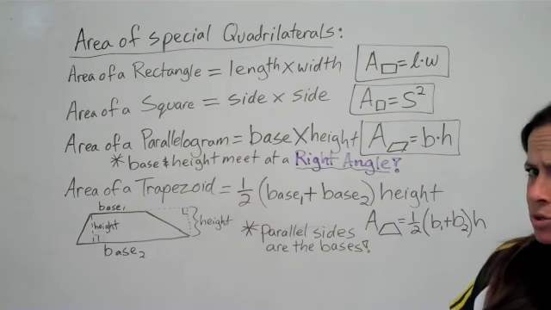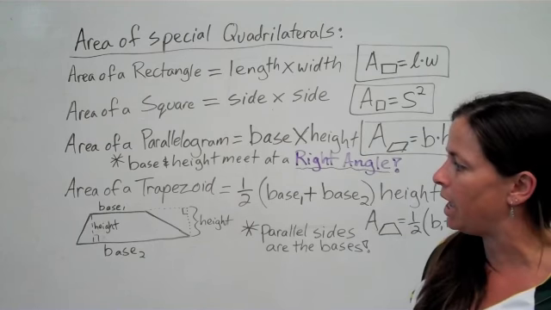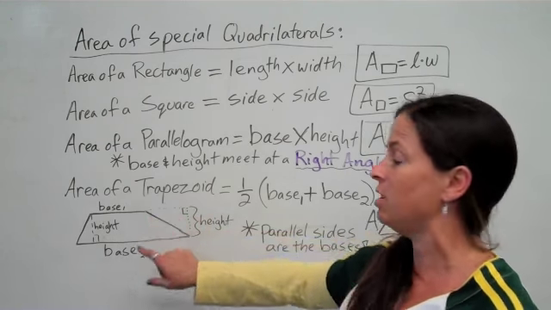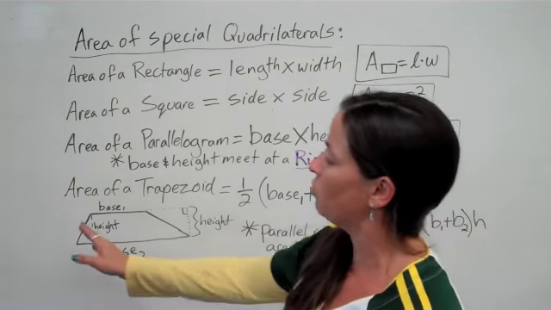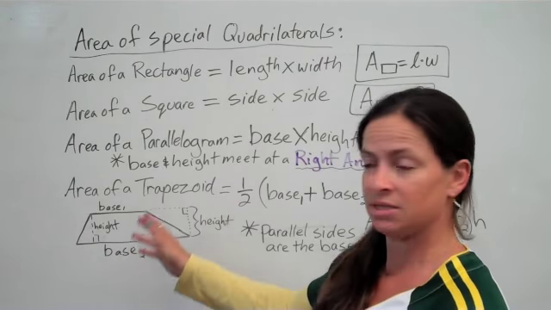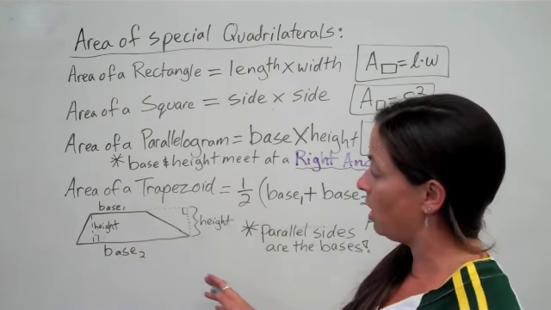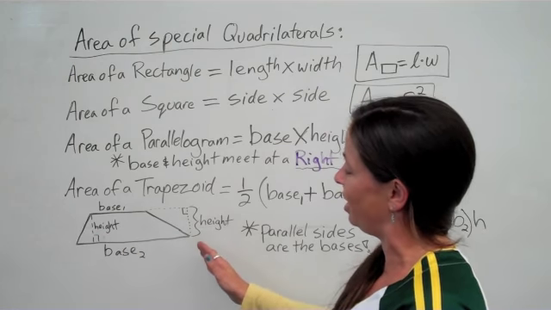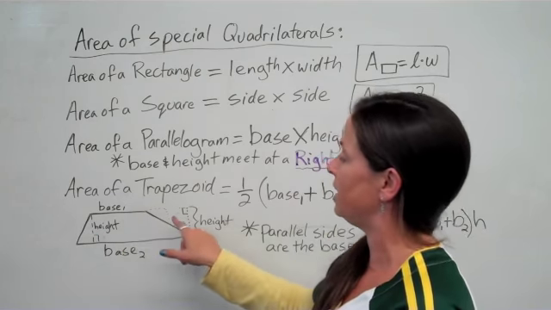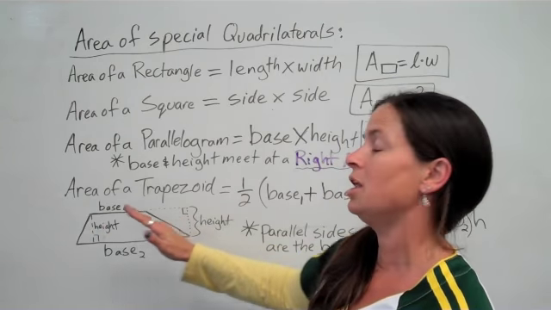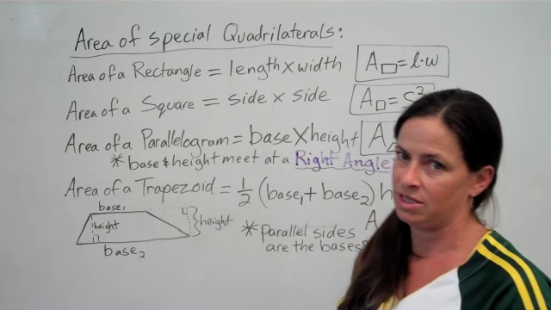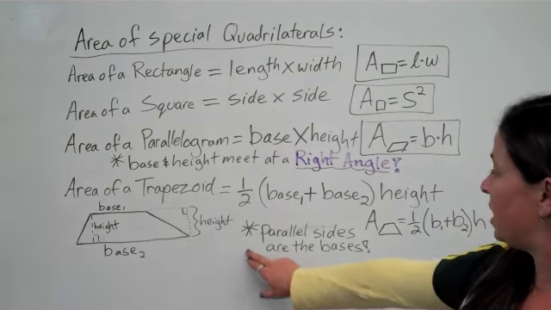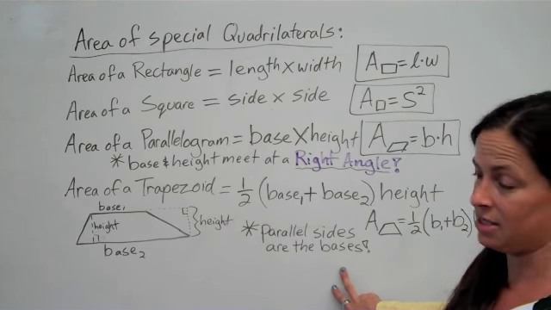Next is the area of a trapezoid. Do you remember what a trapezoid is? A trapezoid has 2 sides that are parallel and 2 sides that are not parallel. You can have one of the sides meet the bases at a right angle. You can even have the 2 other sides going the same direction. They just cannot actually be parallel. It can only have one set of parallel sides. The parallel sides are the bases, and that's how you know.